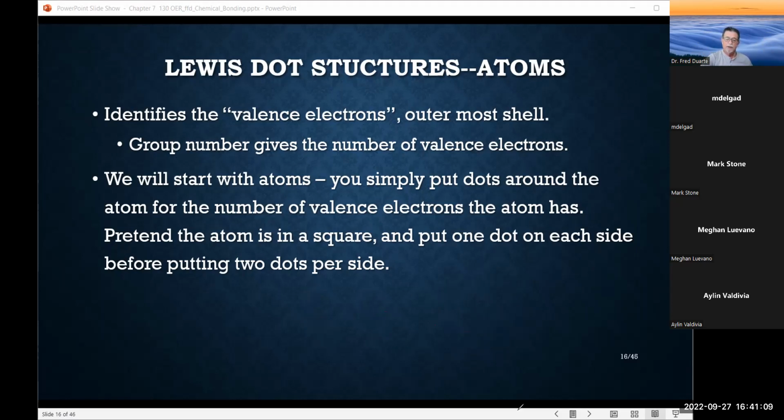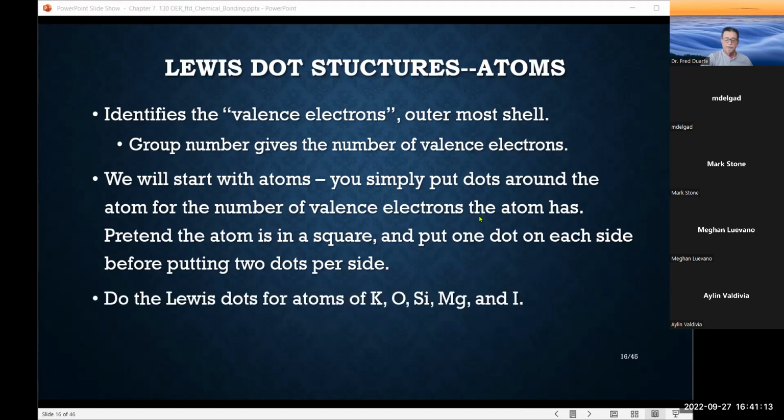Okay, so in this example, they want to determine the Lewis dot structure for the following: potassium, oxygen, silicon, magnesium, iodine. So we write down the symbol, which is K. We know that potassium is in group 1A. So one dot. Which side you put it on makes no difference as long as you have one dot somewhere.